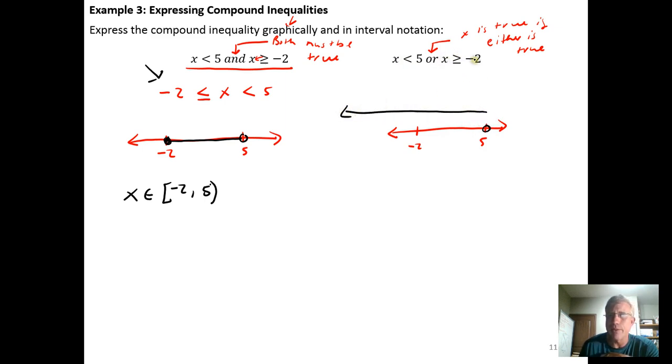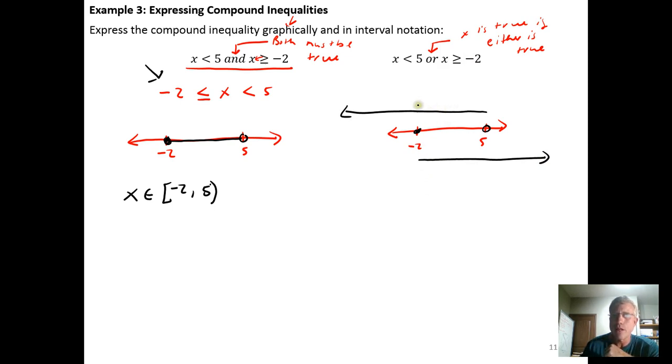And for x to be greater than or equal to negative 2, negative 2 is allowed, so we'd have that solid dot there. To be greater than negative 2, x would be going this way. And x is true when either is true. In this case, we want the combination of the two arrows.